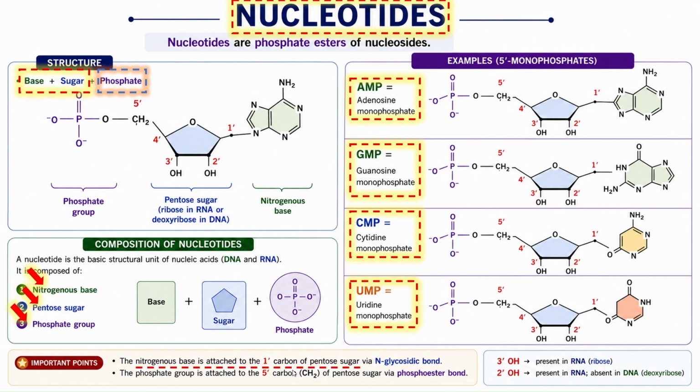The nitrogenous base is attached to the first carbon of the pentose sugar via the N-glycosidic bond, whereas the phosphate group is attached to the 5' carbon of the pentose sugar via the phosphoester bond. These are the two types of bonds you have to remember in a nucleotide.